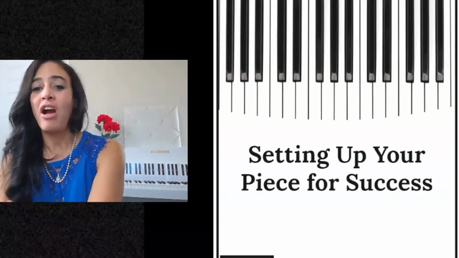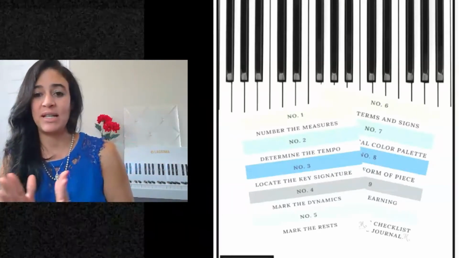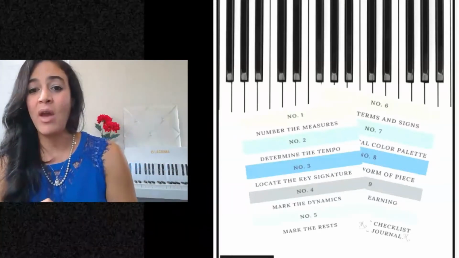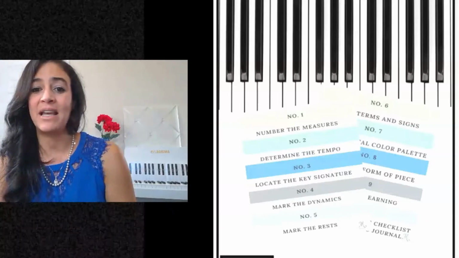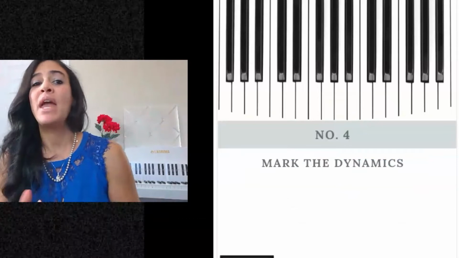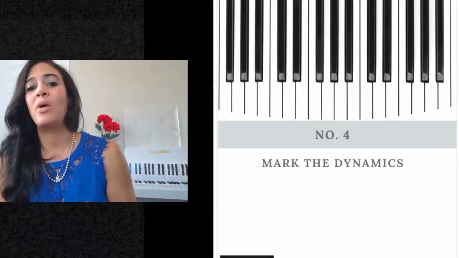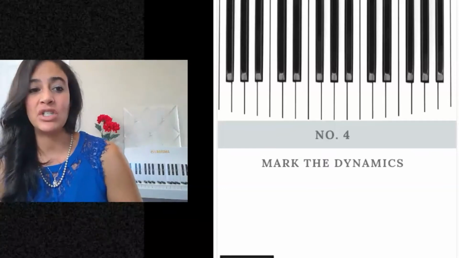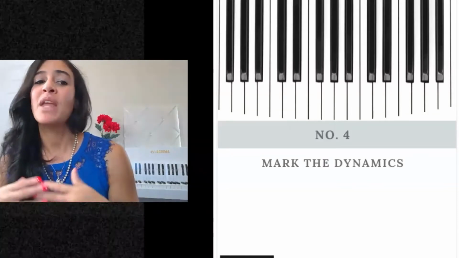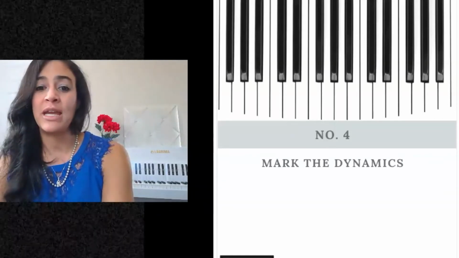Now, there are 10 big steps for setting up your piece for success. And today we're going to be looking at step number 4, which is marking the dynamics. Now, in previous lessons, we've looked at step 1, 2, and 3. So last week we looked at determining the tempo. So this week we're going to look at step number 4, which is marking the dynamics.